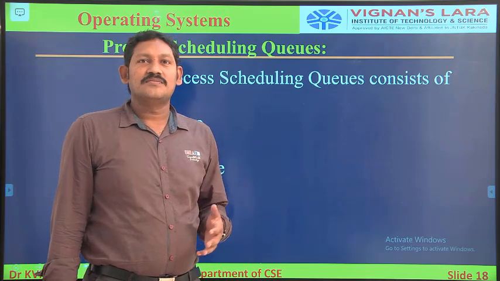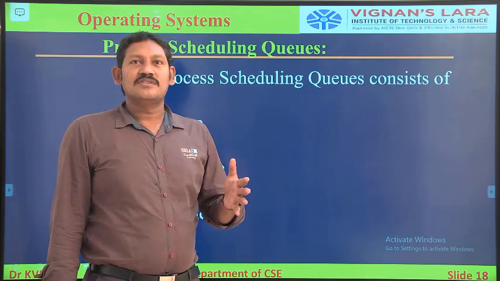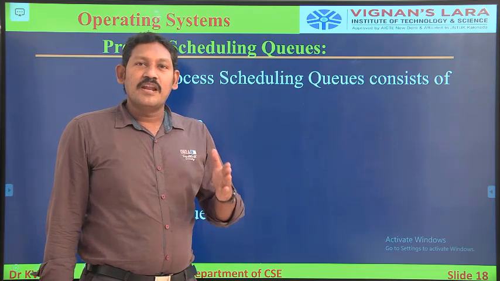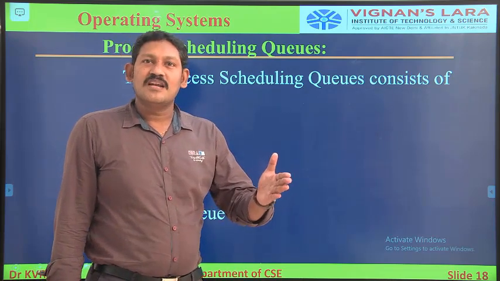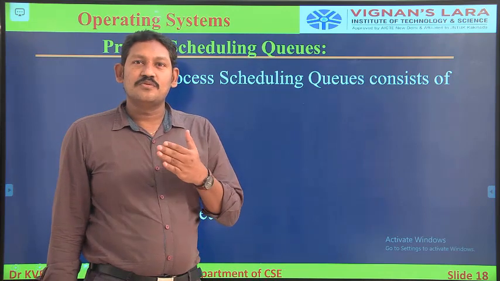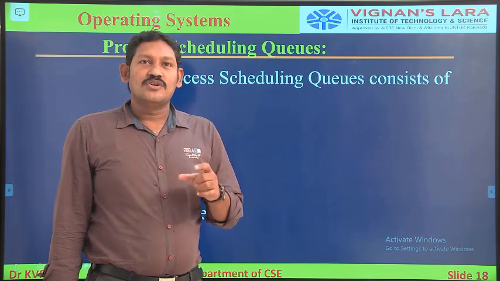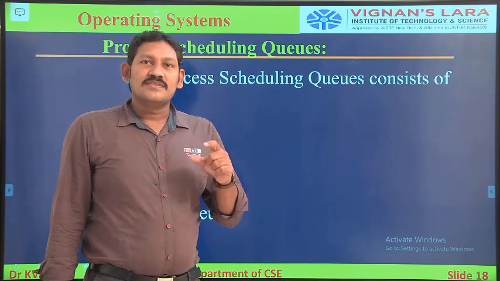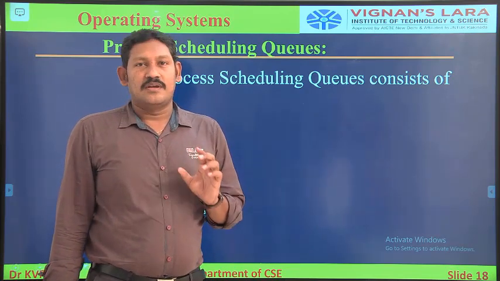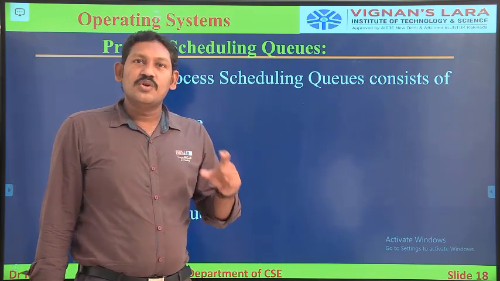In the last class we discussed the use of process scheduling. In process scheduling, it is decided when a process is to be kept in the ready state, when it is to be kept in the running state, and when it is to be kept in the waiting state. So all those things will be scheduled, and that is what we simply call process scheduling. Okay. Our next topic is process scheduling queues.